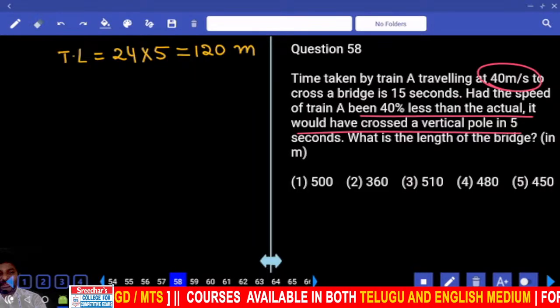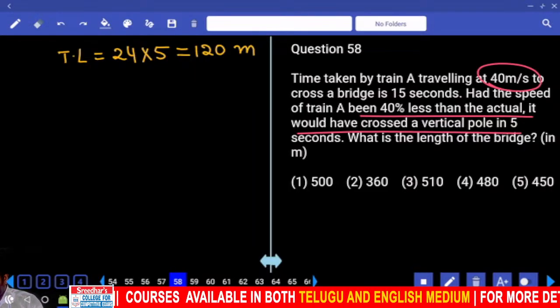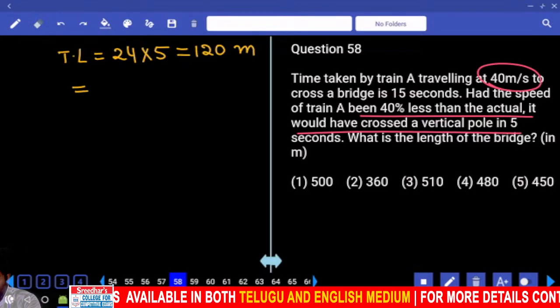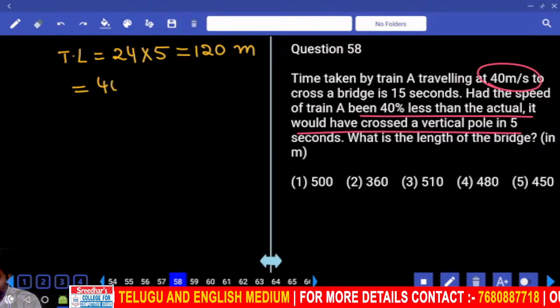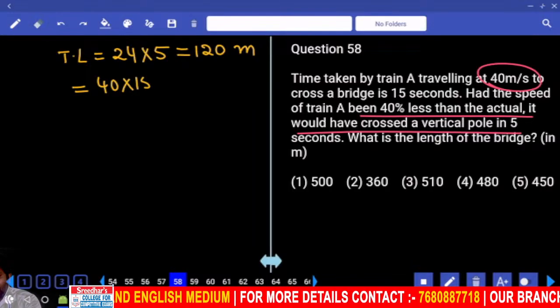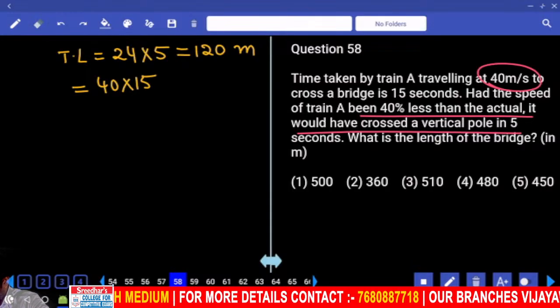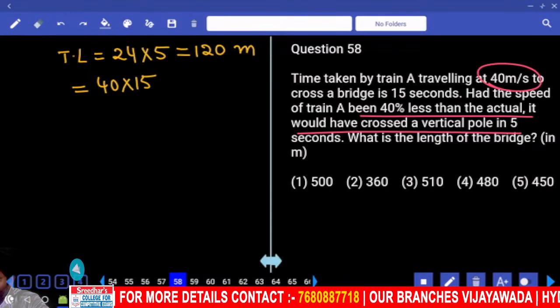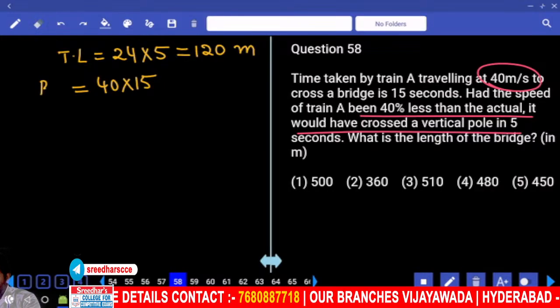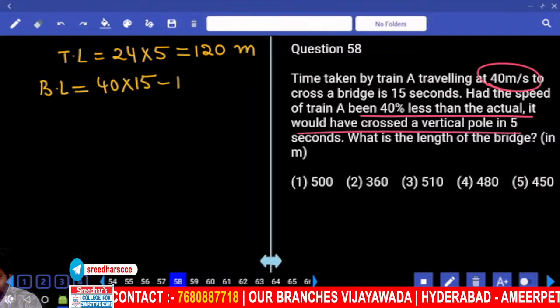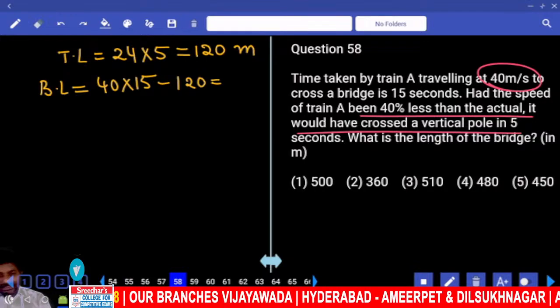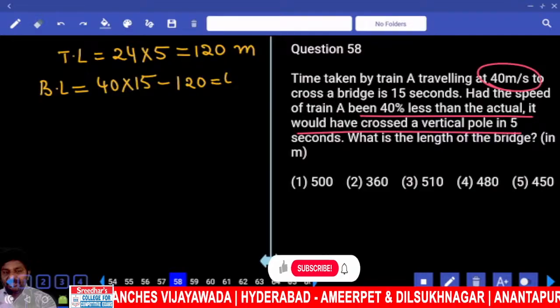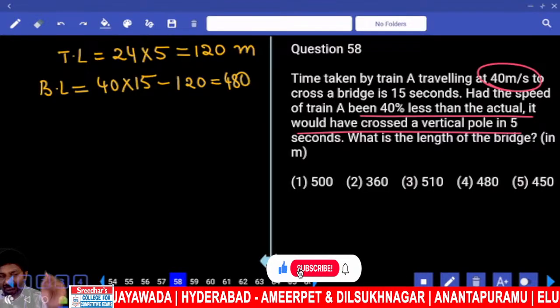In the first case, train crosses a bridge, then distance covered in that case will be equal to train length plus bridge length. Speed was 40, time 15. This is total distance covered, which is train length plus bridge length. To calculate bridge length, from this we have to subtract 120. 40 times 15 is 600, minus 120, 480 meters.